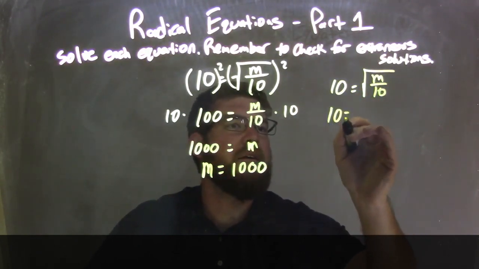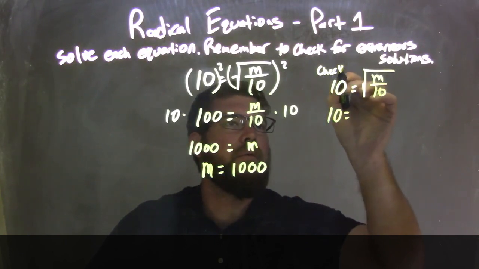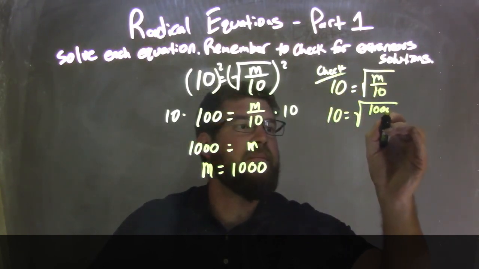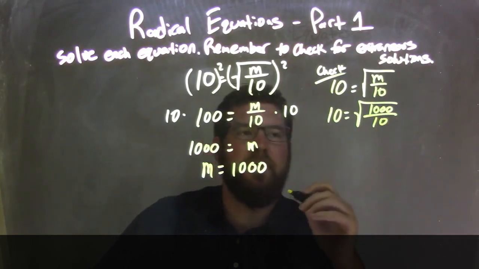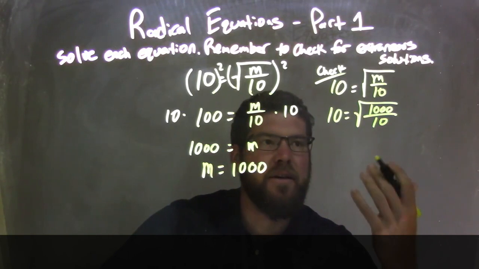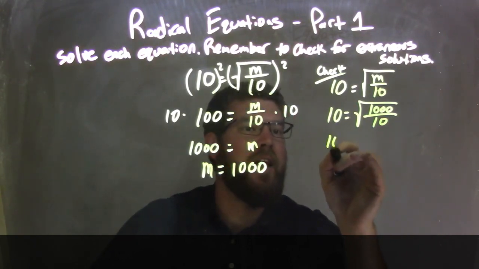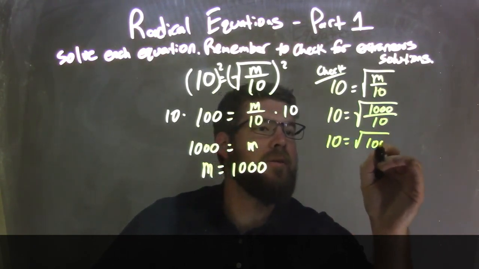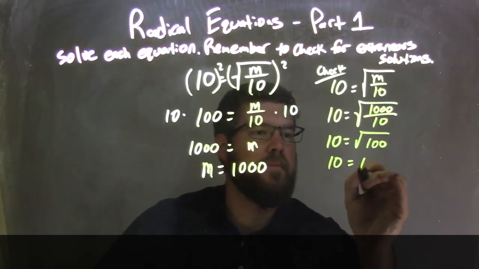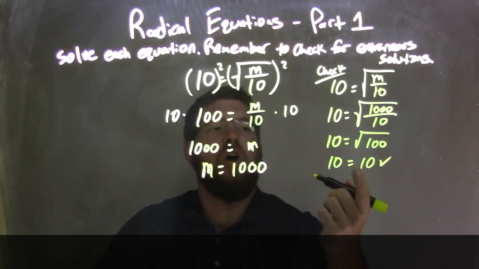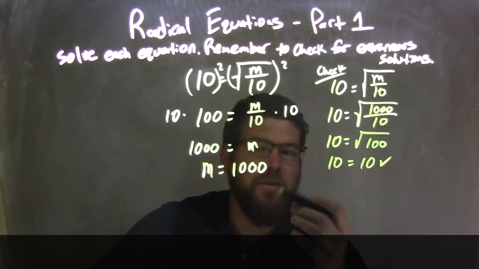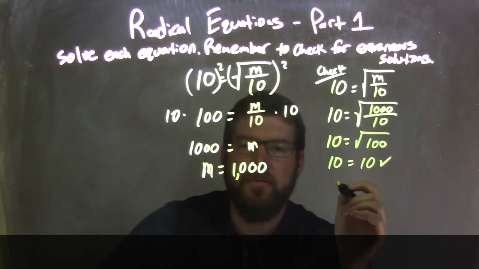So I have 10, this is my check, 10 equals the square root of 1,000 all over 10. Okay? 1,000 divided by 10 is 100, so I have 10 equals the square root of 100. And the square root of 100 is 10. And there we go. We checked, we saw that it was right, so we don't have an extraneous solution. So our final answer is m equals 1,000.